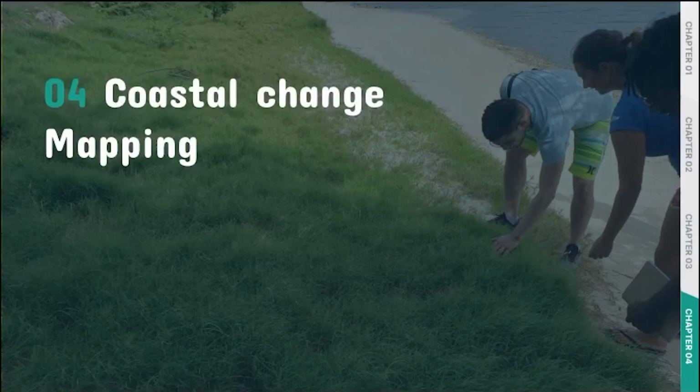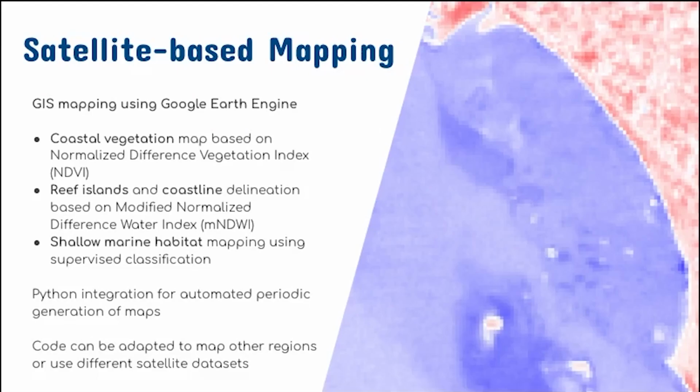Coastal change mapping. Our approach to coastal mapping in the Surfside Beach region integrates the knowledge of GIS applied to satellite images using Google Earth Engine. Here we measure the reef islands and the coastline.